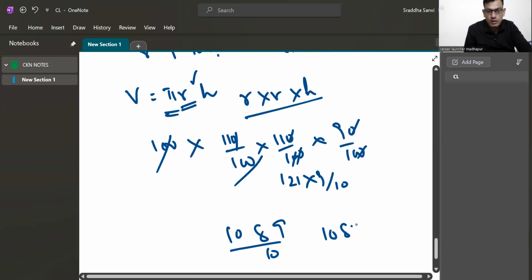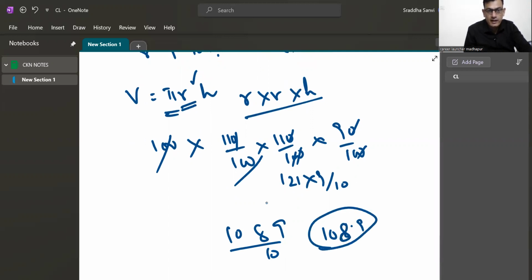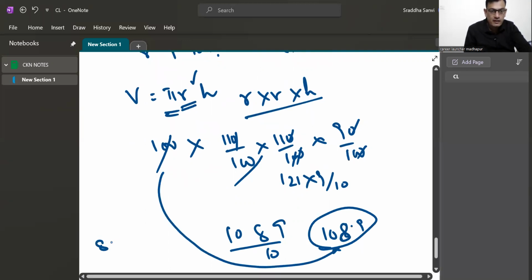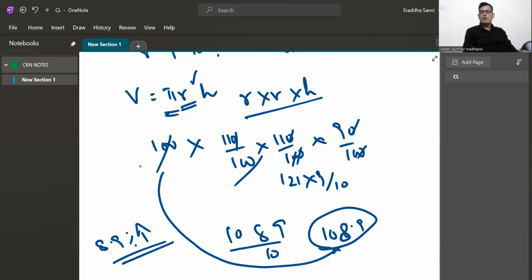The value will be 108.9. So if I look at my 100 became 108.9, the growth is 8.9%. There is a growth of 8.9% in the volume of the cylinder. This is the best way. So whether it is an increase or decrease, for every question, we have the best method. Is it okay? So in our next video, we will try to understand a few more techniques.